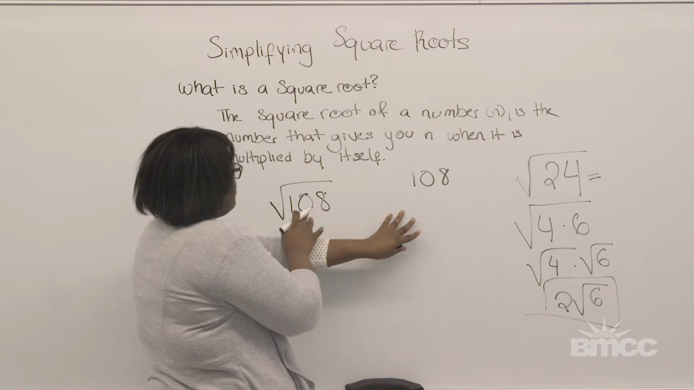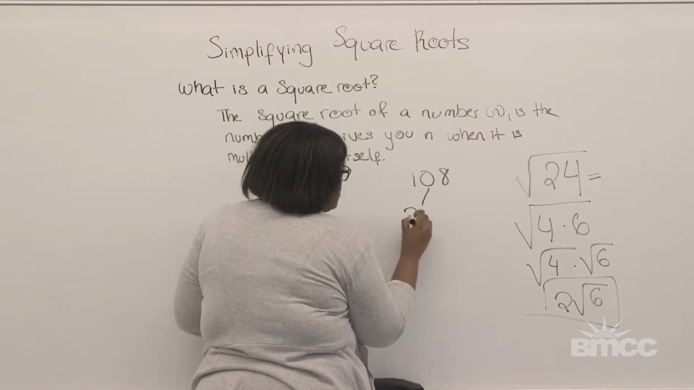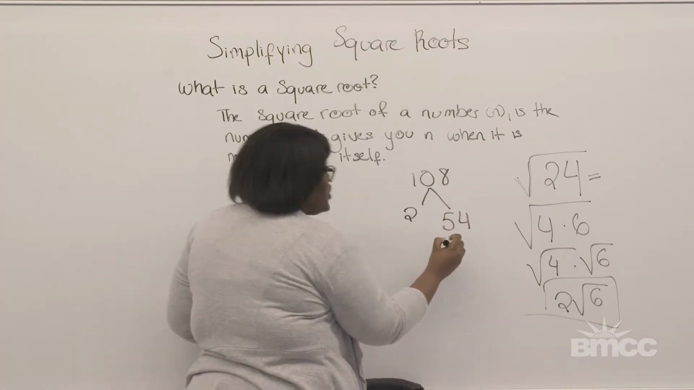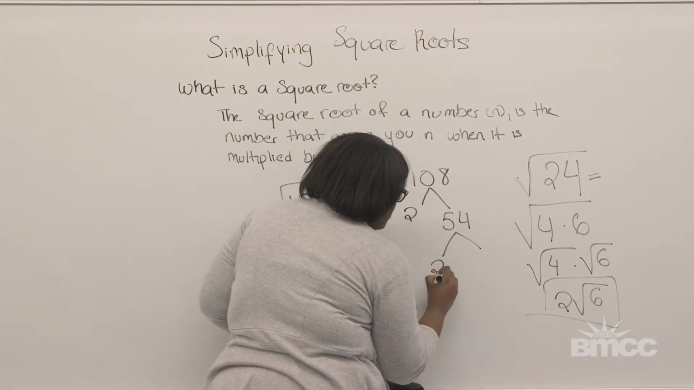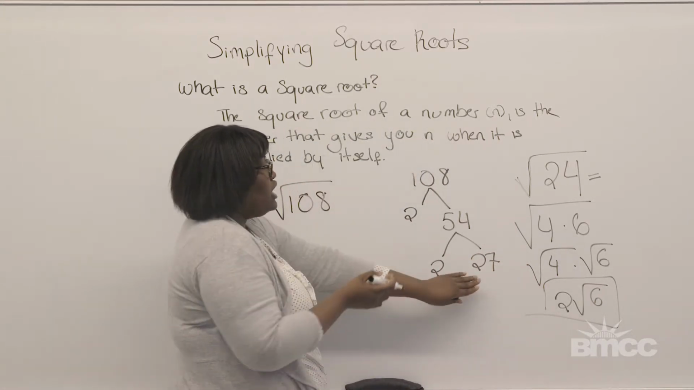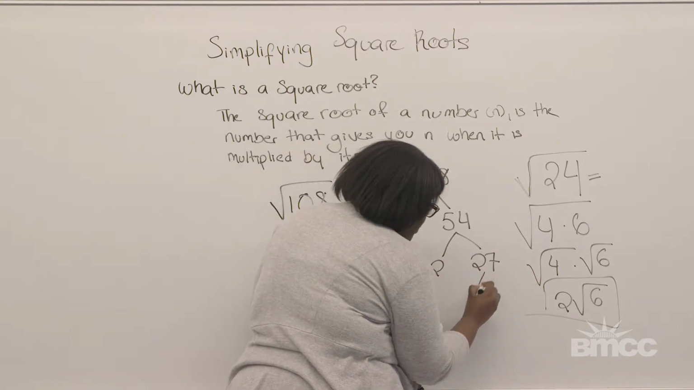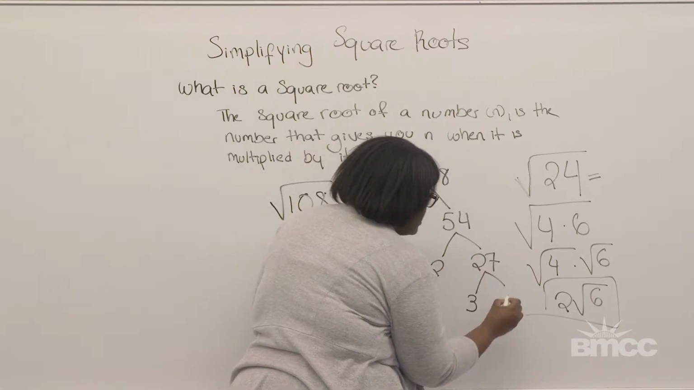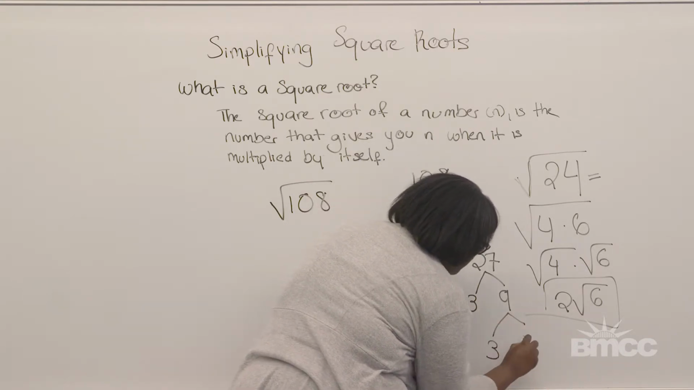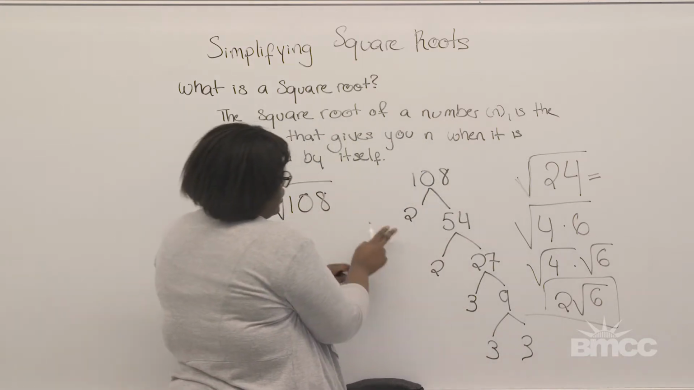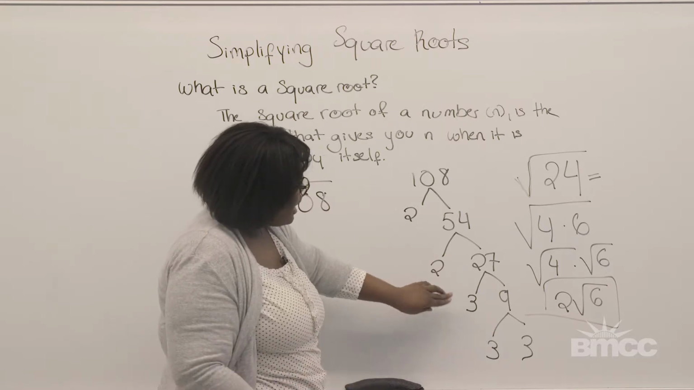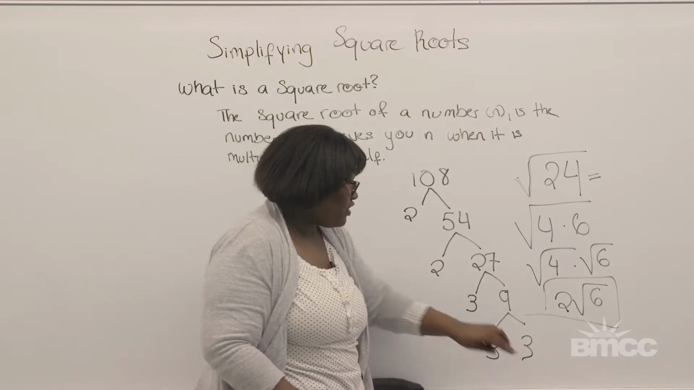So if we divide 108 by 2, we're going to get 2 times 54. Divided by 2 again, we're going to get 2 times 27. Now we can't divide by 2 anymore, but we can divide by 3. So we're going to do 3 times 9, and we're going to divide this by 3. We're going to have 3 times 3. So you can see the prime factors of 108 are 2 times 2 times 3 times 3 times 3.